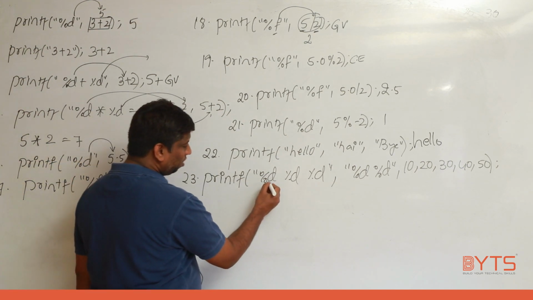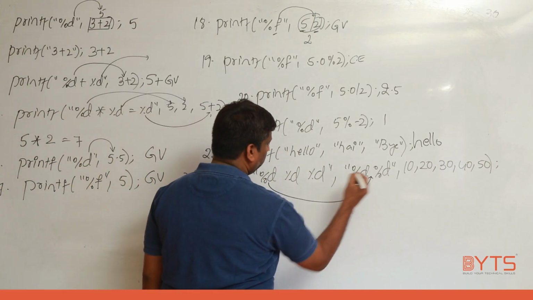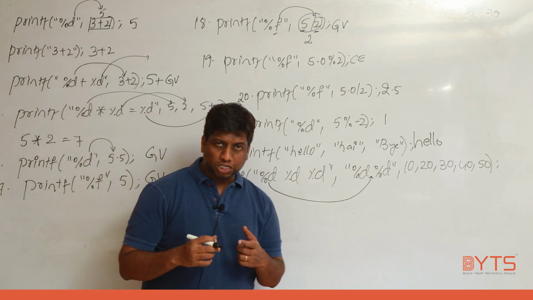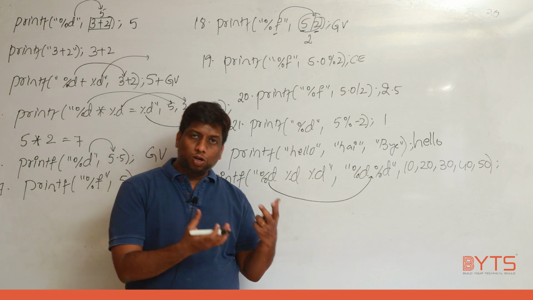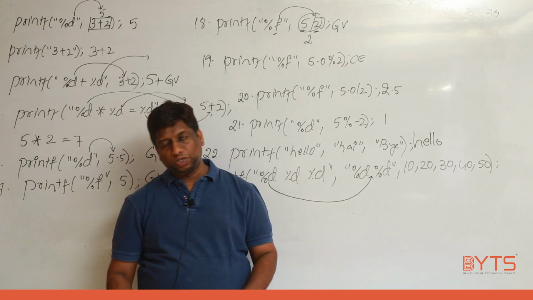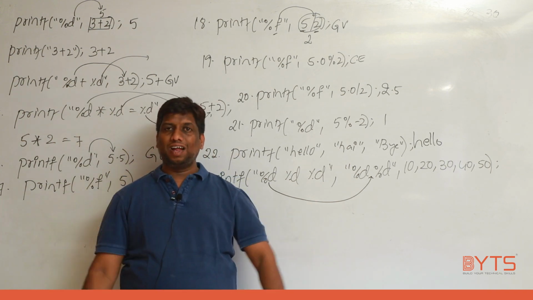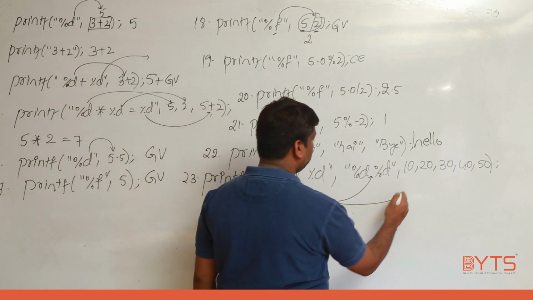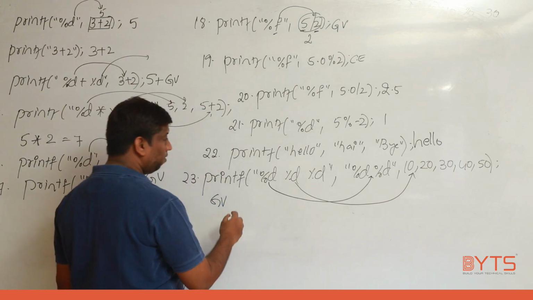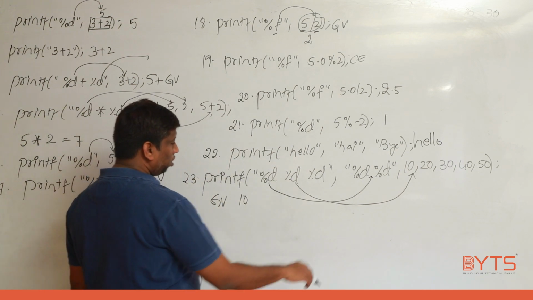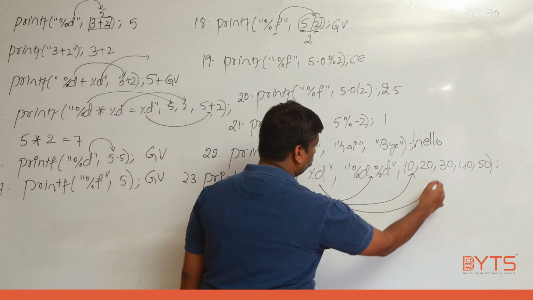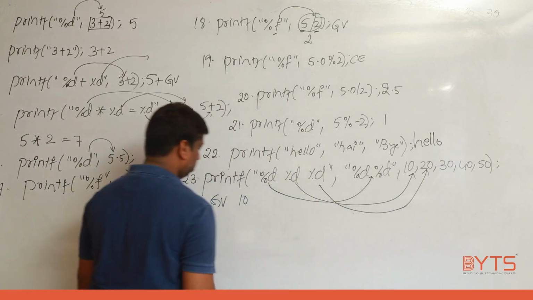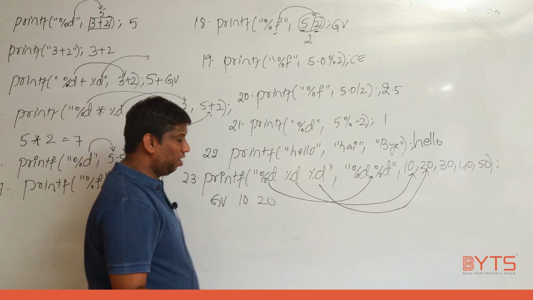So this is the first argument. Not matched, so the answer is what? Garbage value. For a given format specifier, if the argument is not matched, the answer is a garbage value. If the argument is also not there, the answer is a garbage value. Now, the second format specifier matches with the third argument. That is the reason, what is the answer? 10. The third format specifier matches with the fourth argument. Where is the fourth argument? Here, no? So what is the answer? 20. So the answer is garbage value, 10, 20.